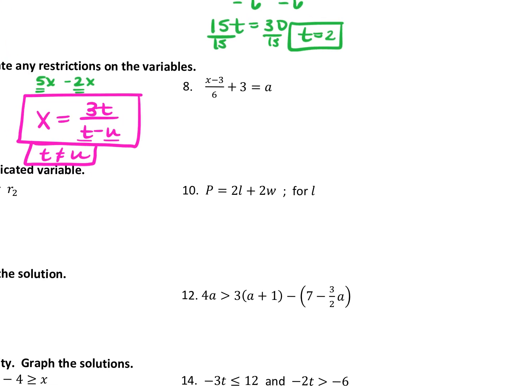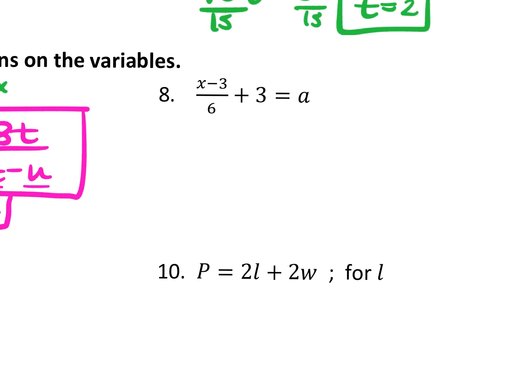Number 8. Again, we're solving for x. So I'm going to get this 3 out of here first. So it's x minus 3 over 6 equals a minus 3. And then we are going to multiply by 6. But you've got to multiply this whole thing by 6. So 6 over 6 is 1. We're left with x minus 3 equals.